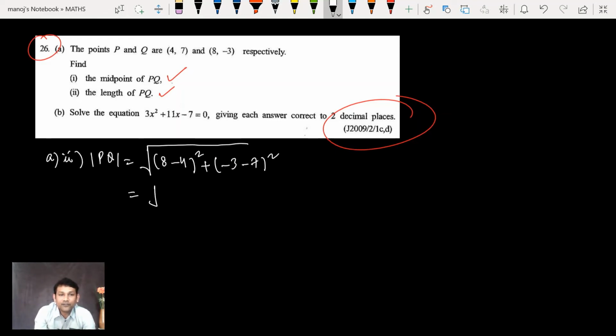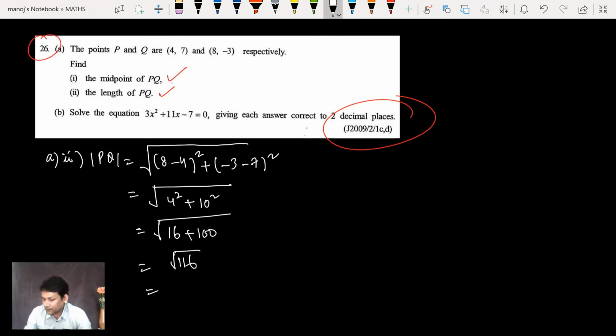Now we need the calculations here. 8 minus 4 is 4, 4 square is 16, and this also becomes positive. 10 square is 100, we are writing 100 here. 16 plus 100 is 116 under root. Because this is paper 2, we can use a calculator. Root 116 is coming 10.77, means 10.8 units, and the units centimeter or meter, whatever we write.